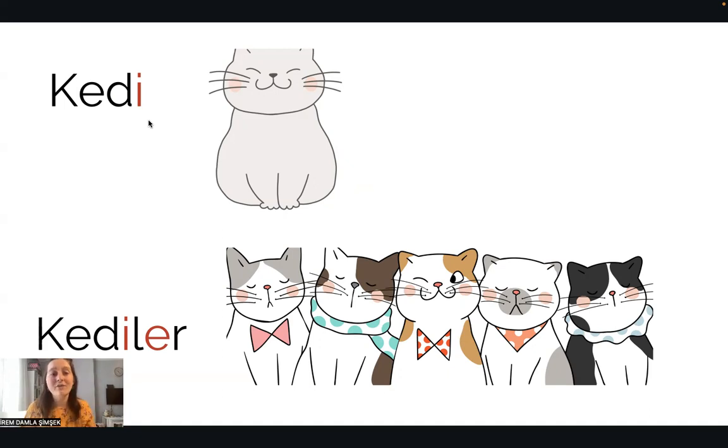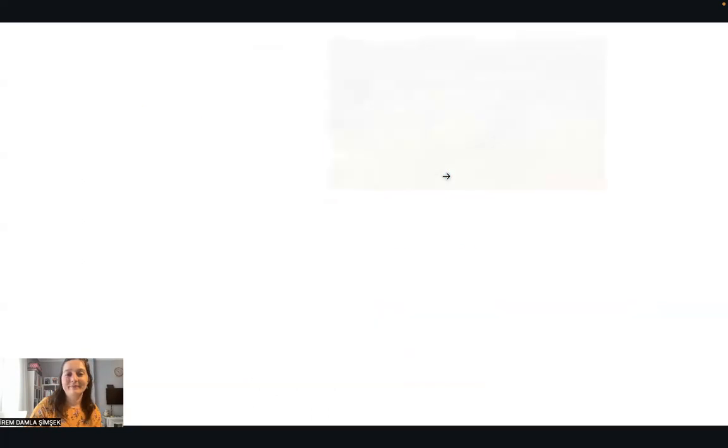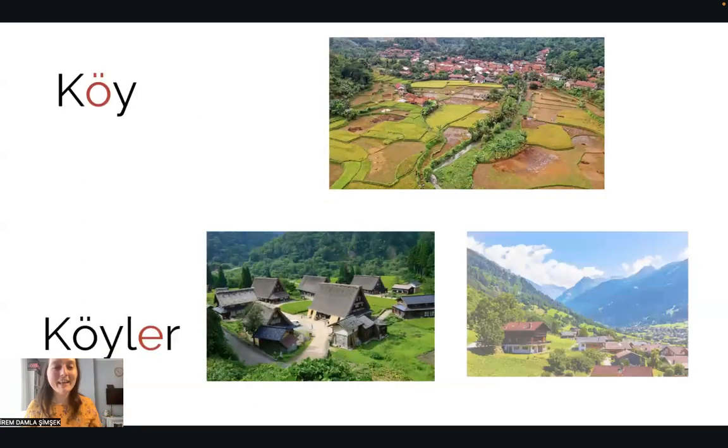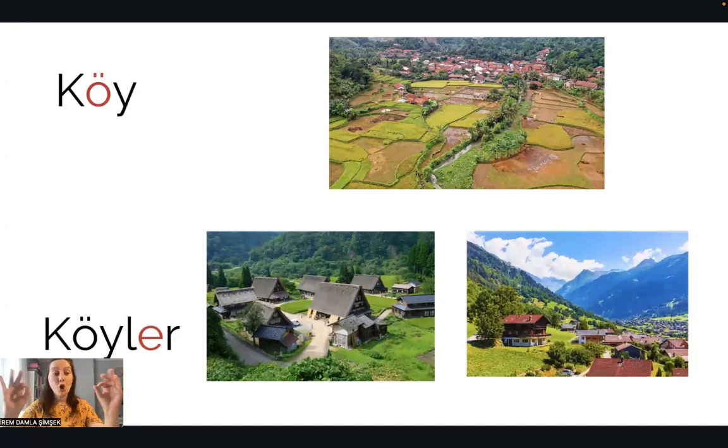Okay, that's why we follow. If it's E, the sound, the tongue, the mouth is already working in the front, so we have to continue the same group. It's easier to say, by the way. Kedi, cat, a cat. Kediler, cats. And köy, it means village. Village, köy, köy. A group of villages, köyler.